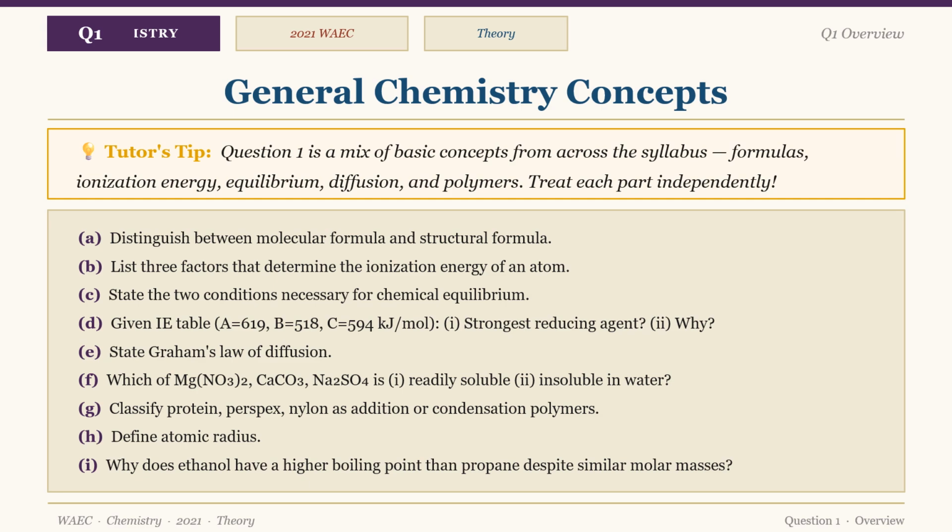F, we'll state which salt is readily soluble and insoluble in water. G, we'll classify protein, perspex, nylon as addition or condensation polymers. H, we'll define atomic radius. I, we'll answer the question, why does ethanol have a higher boiling point than propane despite similar molar masses? So now, with this, we'll dive right into question 1.